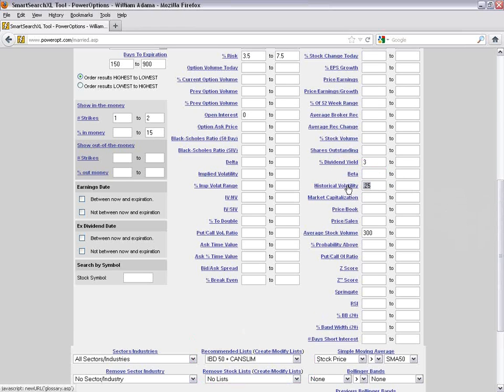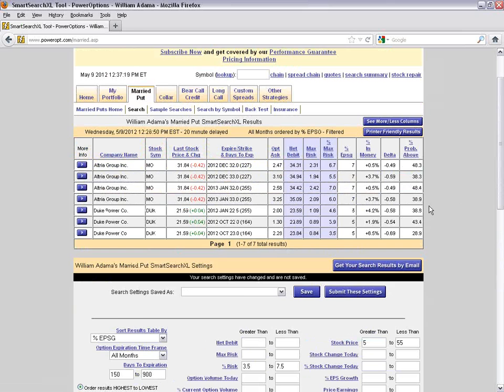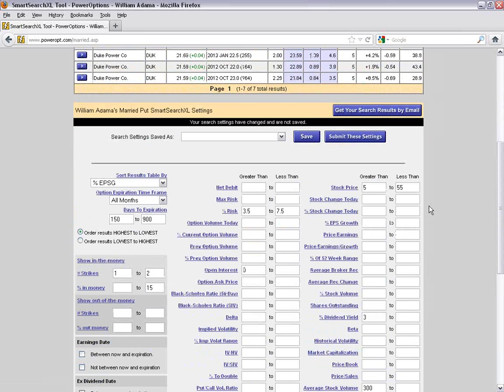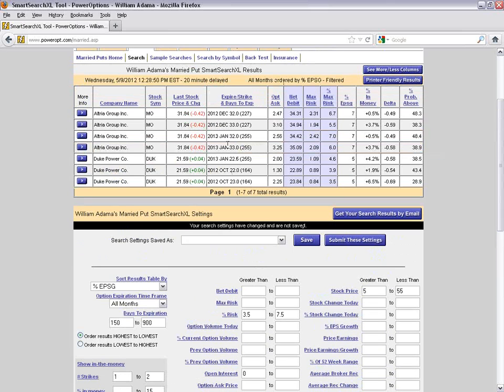Now, let's take out the historical volatility, leave the IBD 50 and CanSlim list, and submit that now. So we're still looking for married puts that match our stock and our risk criteria, but it has to be in the IBD 50 and CanSlim list and pay a dividend. We have 7 results, but really we only have 2 stocks. Okay, we've got Duke Power here and Altria Group.